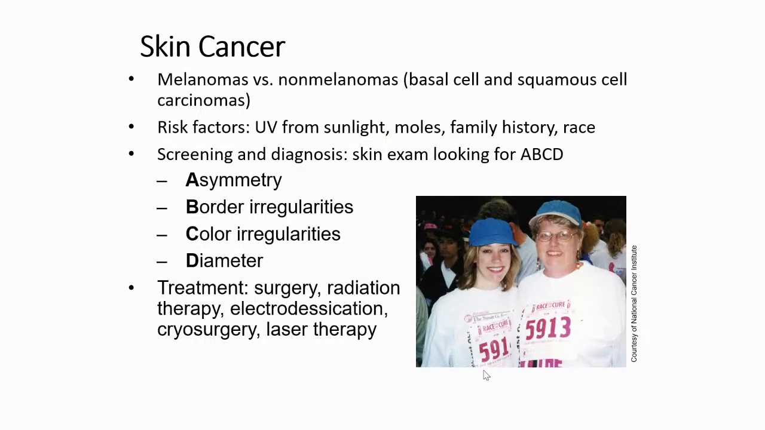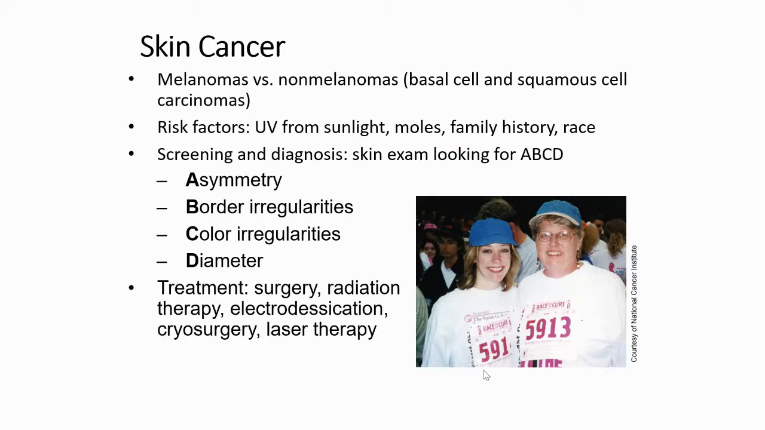Next, we're going to talk about skin cancer. So there are two types. There's melanomas and non-melanomas, or basal cell and squamous cell carcinomas. Risk factors are UV from sunlight, having a lot of moles, having a family history, and also race. Generally, the lighter you are, the more at risk you are.